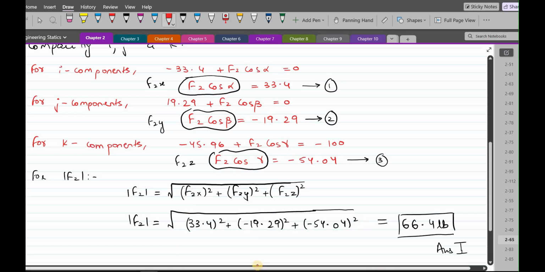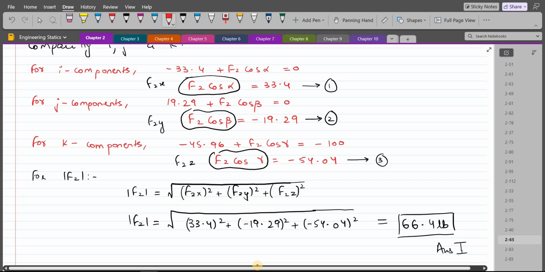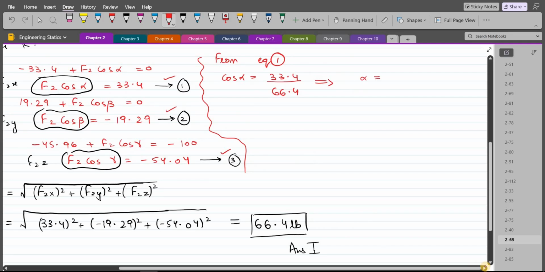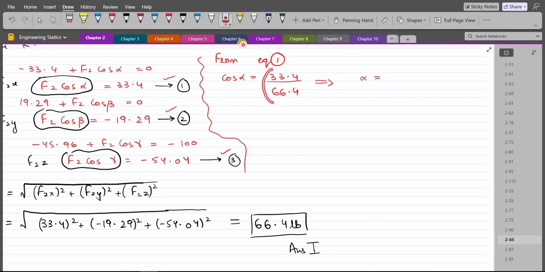Now to find the values of the coordinate direction angles, we have to refer back to our equations 1, 2 and 3. From equation 1, if I rearrange it, I would have cos alpha equals 33.4 divided by the magnitude of the F2 force, which is 66.4. So alpha, if you take the cos inverse of this value, comes out to be 59.8 degrees.